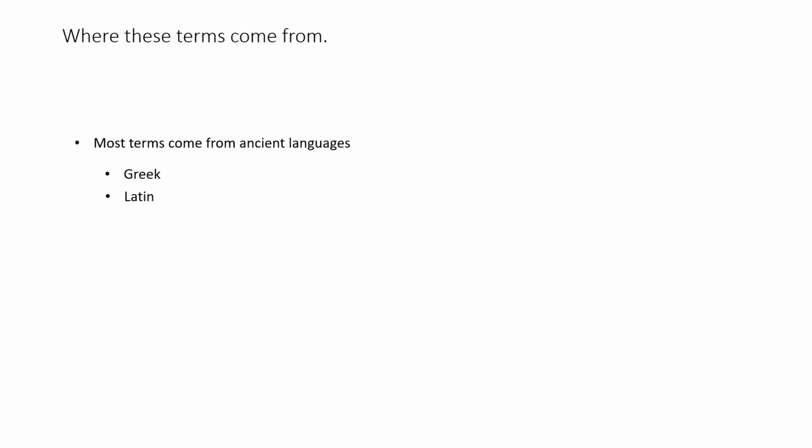And the other reason that these languages were used is that since they're no longer spoken, their meanings are set in stone. Our language, English, changes every day. There are new terms invented every day in our language, and it's constantly evolving. And so meanings are constantly changing. These terms based in ancient languages that are no longer currently spoken are set in stone and they don't change.